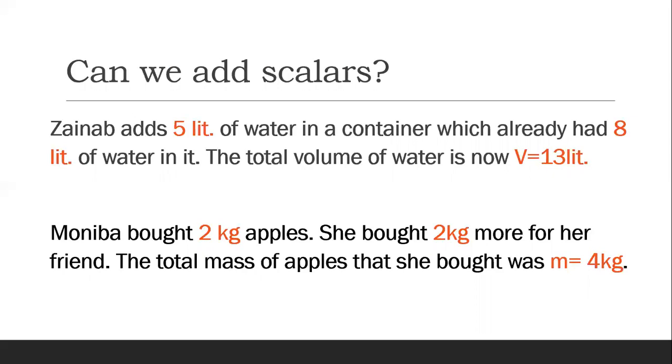Muniba bought 2 kilogram apples. She bought 2 kilogram more for her friend. Muniba is very generous. Indeed, she is. Yeah, Muniba, I know you are.